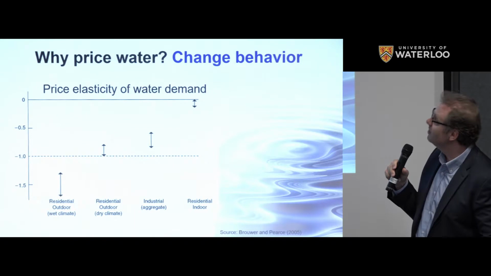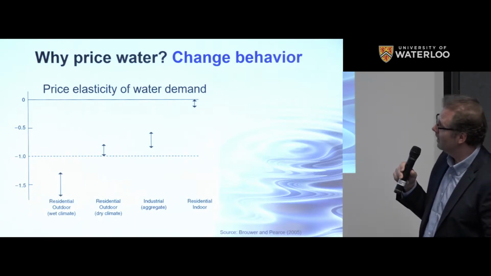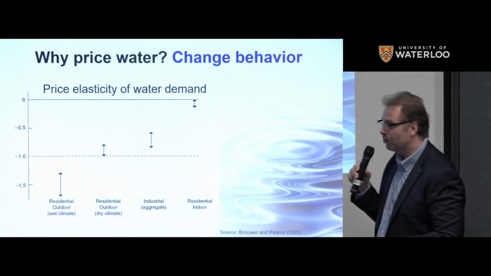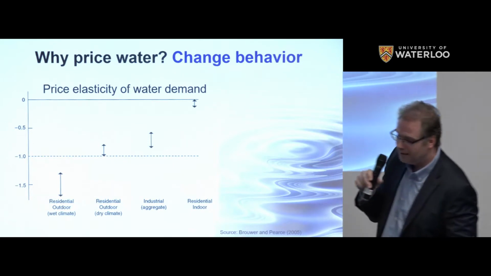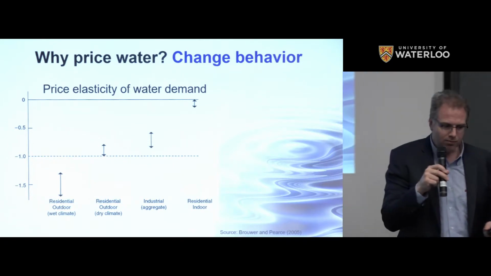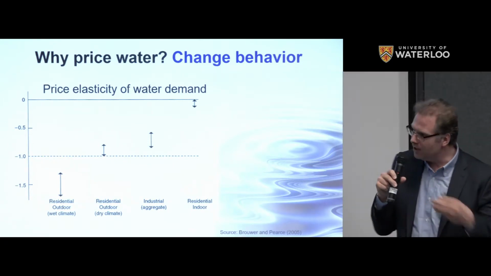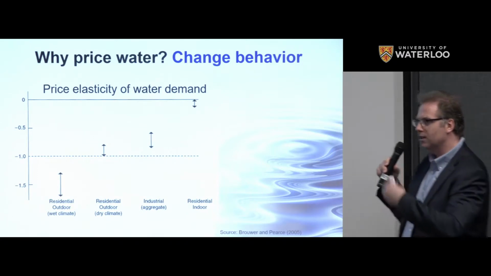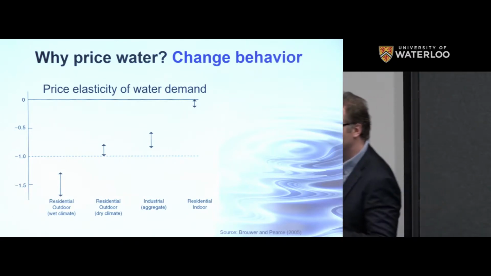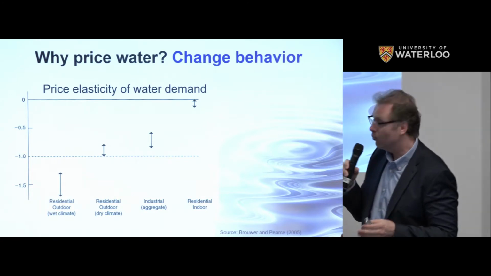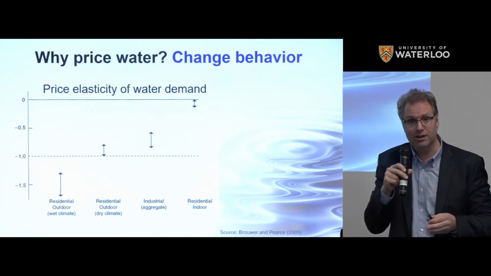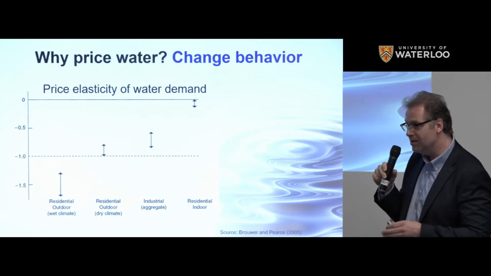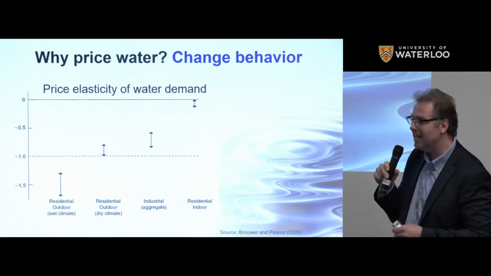So that's the third reason, change behavior. And what we have in economics is the so-called price elasticity of demand. It refers to the extent to which we actually change our behavior if we impose or increase a price. And there's a lot of controversy, a lot of discussion about water pricing, and a lot of people are against water pricing. The reason being that they think that it is very inelastic.